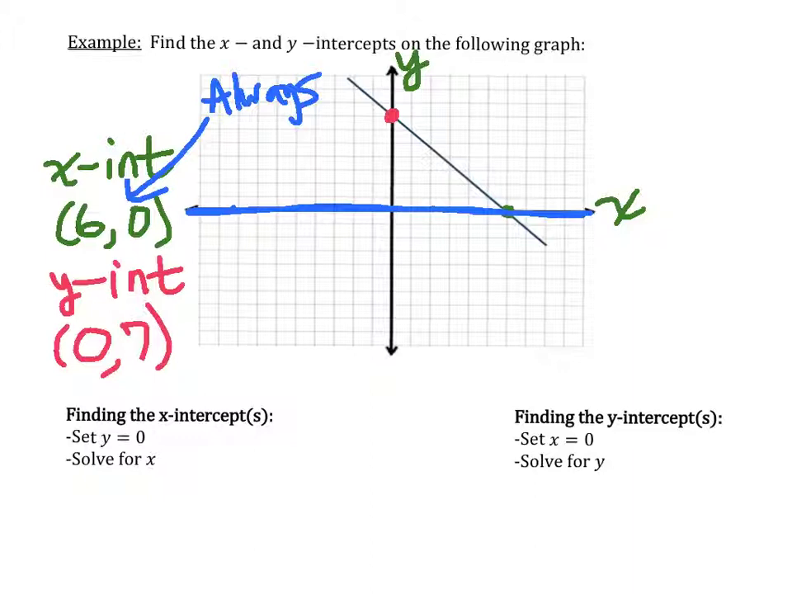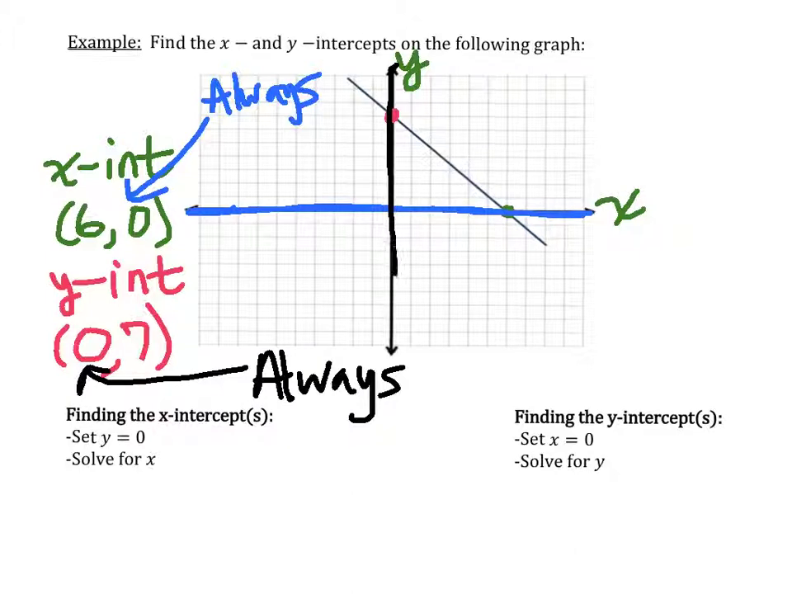Notice that here I have x equals 0. This is always going to be true because when I look at my y-axis, from our origin, we don't go right or left. We only go up and down. So our x-coordinate is always going to be 0. And so this gives us a way to find our x-intercept and our y-intercept.